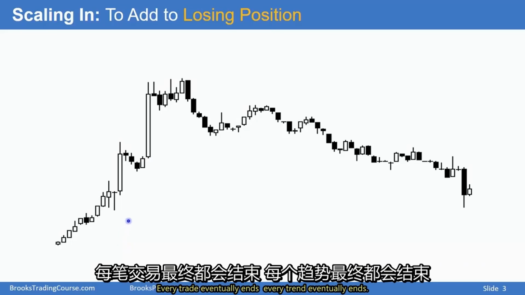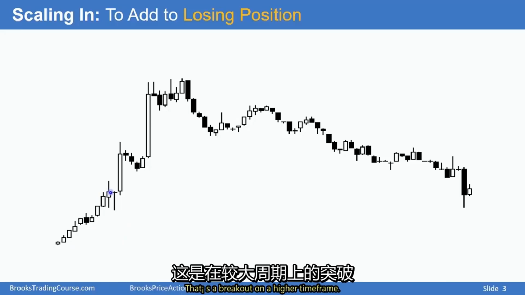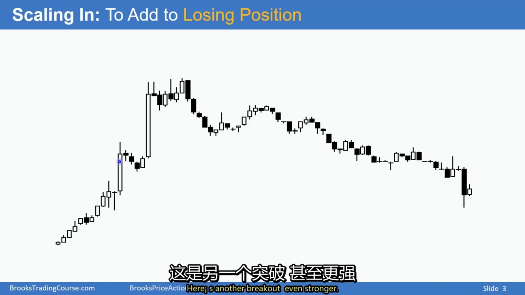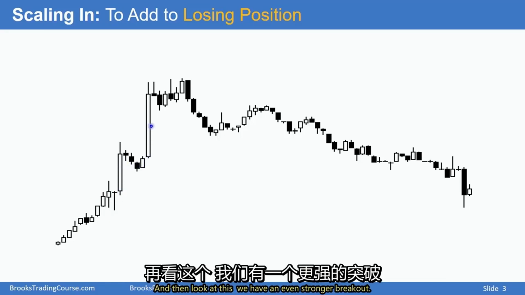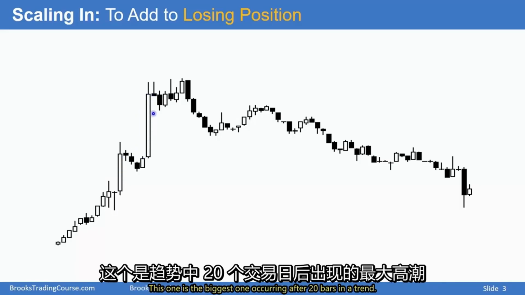Every trade eventually ends. Every trend eventually ends. Here we have a micro channel lasting about 8 or 9 bars. That's a breakout on a higher time frame. Here's another breakout, even stronger. And then look at this. We have an even stronger breakout. So we have consecutive buy climaxes there, a bigger one here, and an even bigger one here. This one is the biggest one occurring after 20 bars in a trend.